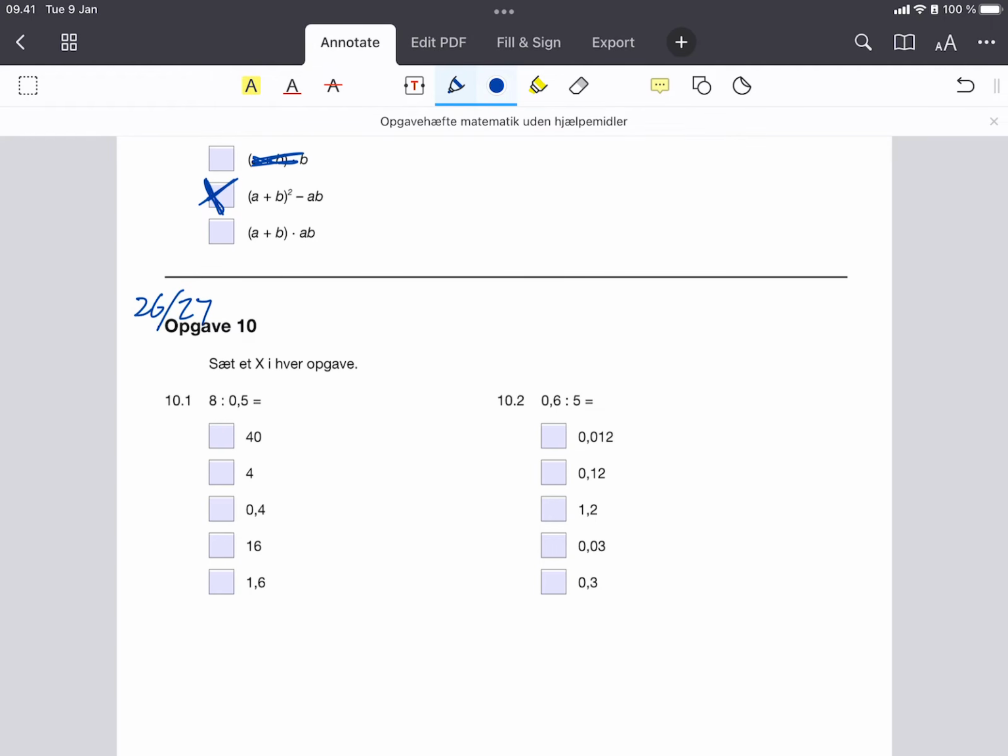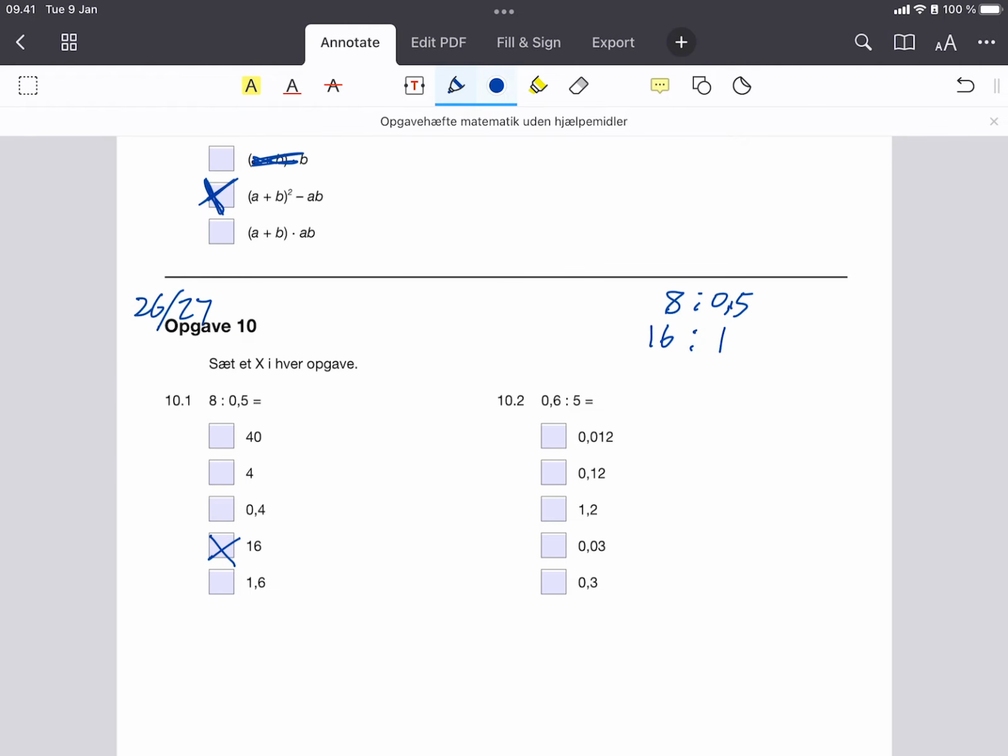Okay, put an x in each exercise. 8 divided by 0.5. So the classic mistake would be to look at that and think it's 4, but 8 times 0.5 would be 4. 8 divided by 0.5 would be the same as 16 divided by 1, if you just double everything up. So it's 16.